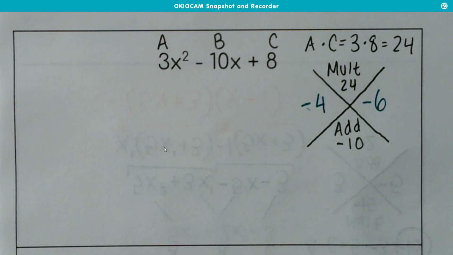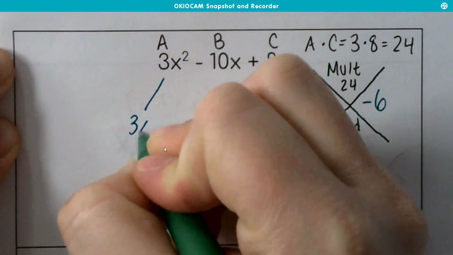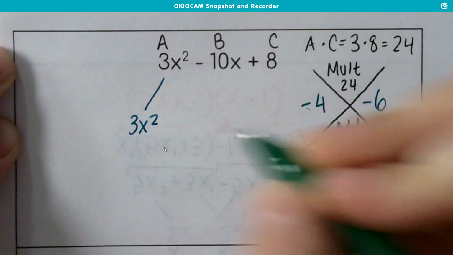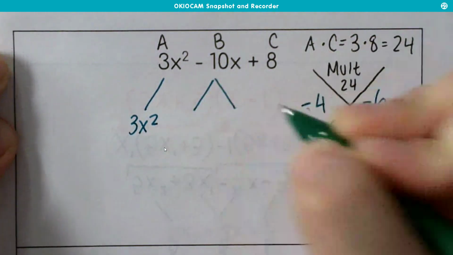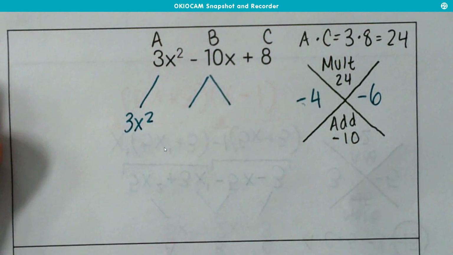Okay, step 3 is intentionally splitting our middle term. So I've got 3x squared here. And I'm going to split my minus 10x. I'm going to choose to switch it this time because I want you to see a little bit different of factoring.